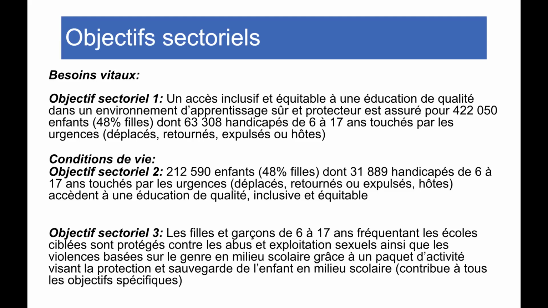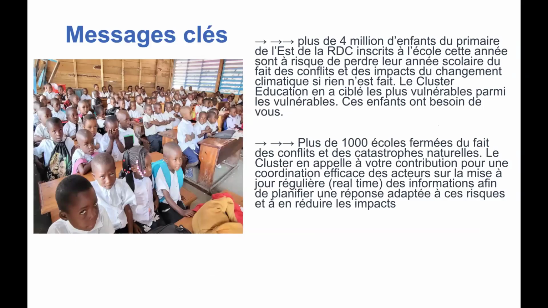The key messages that we want to get across is that we have more than 4 million primary school children that were enrolled for the 2023-2024 school year. But due to the conflict, they are at risk of losing their school year if nothing is done. So the children need us. We still have, in this year, as at February or about March 2024, more than 1,000 schools that were closed due to conflicts and natural disasters. We are therefore calling for the contribution of everyone.